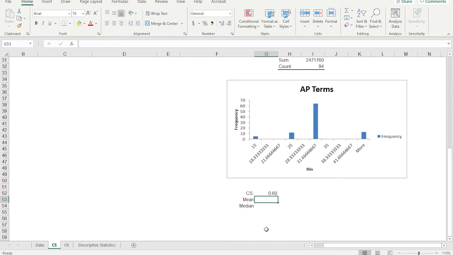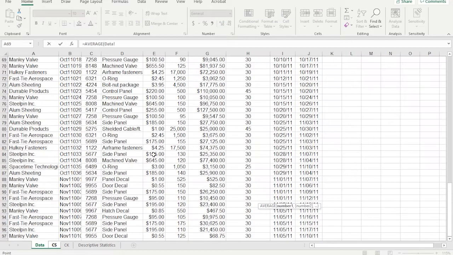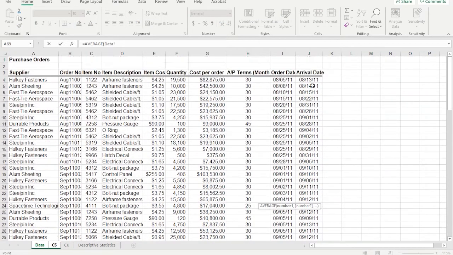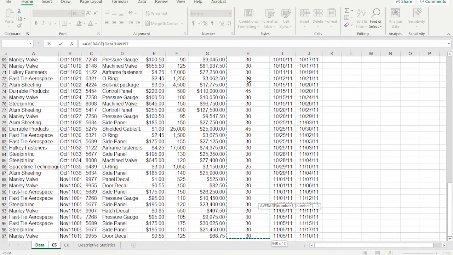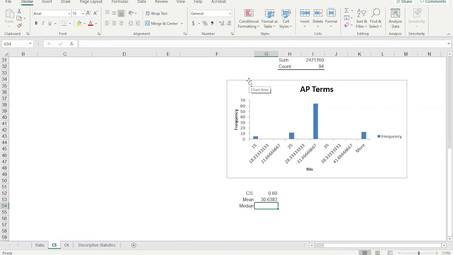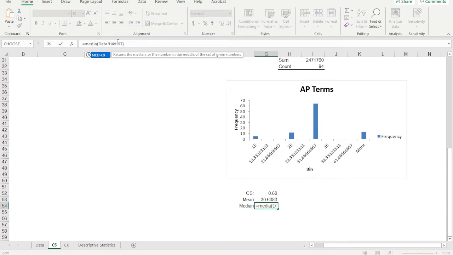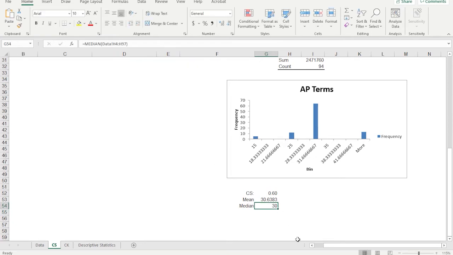But let me go ahead and compute the average for the variable that I was focusing on, which is AP terms. And then I'm going to go ahead and do the same thing, but I'm going to do the median, right? So what I'll do is just kind of change some of the syntax here, and that would be the median, right? So kind of close in terms of its value, definitely not a strong type of skewness, and so you would probably want to refer to the CS value if you had it.